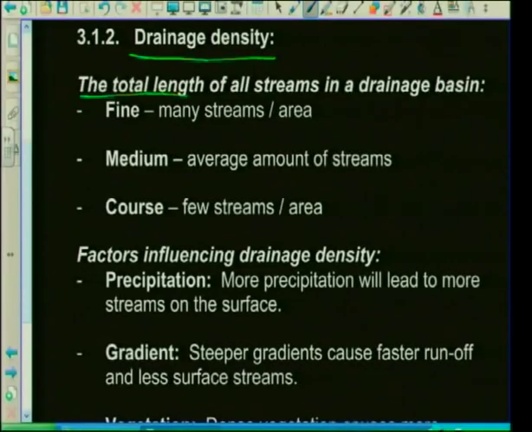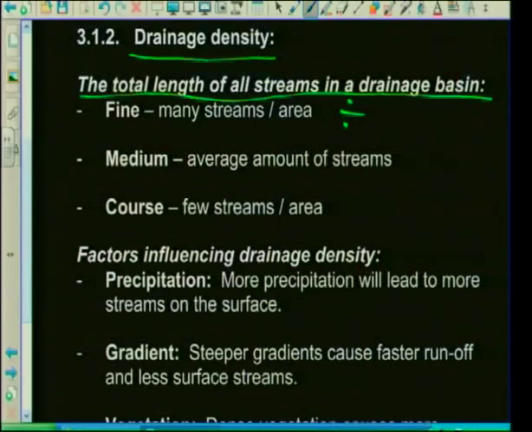So the definition, and you must learn your definition for drainage density, is the total length of all the streams in a drainage basin divided by the drainage basin area. So when we look at our drainage density, we take into account the entire length of all those streams within the drainage basin, and we divide it by the drainage basin's area. It's very important to know that definition.